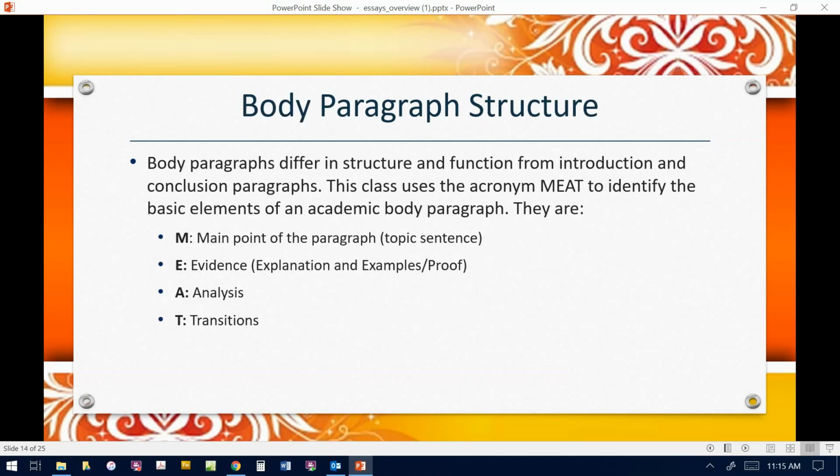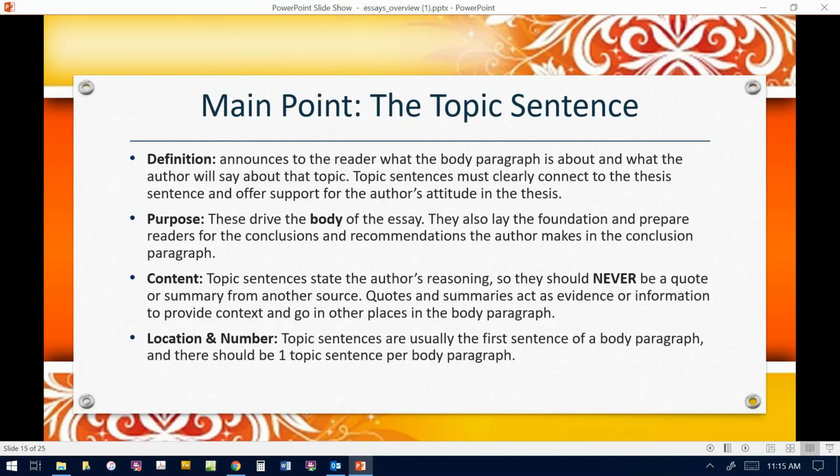So when we're developing the body paragraphs, I use the acronym MEET to break down the different sections. So M is for main point, which is for a body paragraph, a topic sentence. This is usually the first sentence of the body paragraph, and it is what you are saying to support the thesis statement. So when you've got a thesis, you've got to give us reasons to explain why you think it's true. And those reasons are specifically your topic sentences, right?